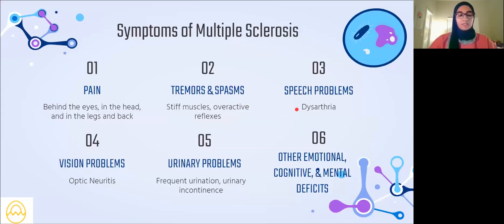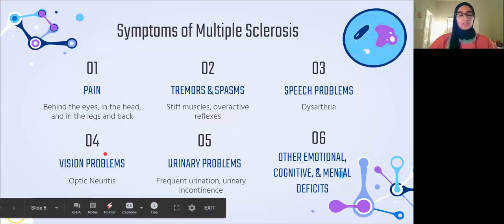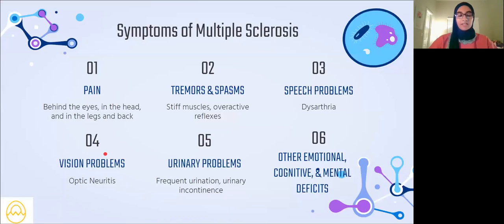Some multiple sclerosis patients may experience dysarthria, which is a motor speech disorder. It results from the lack of coordination between muscles used for speaking due to the insufficient nerve impulse sent from the brain to speech muscles. Other patients may experience problems with their vision caused by optic neuritis, which is the inflammation of the optic nerve.